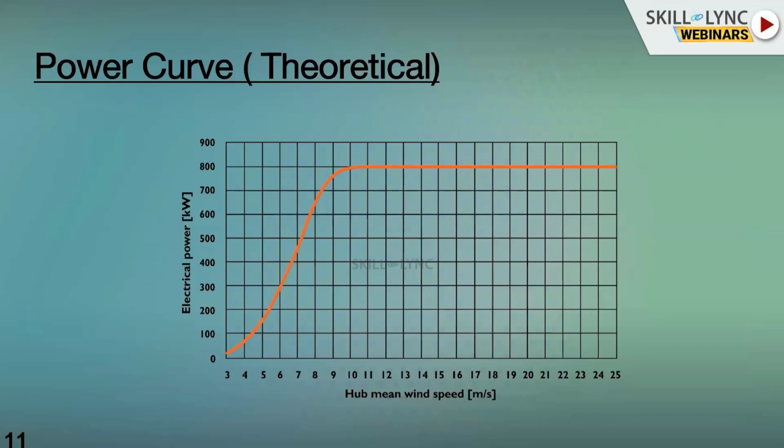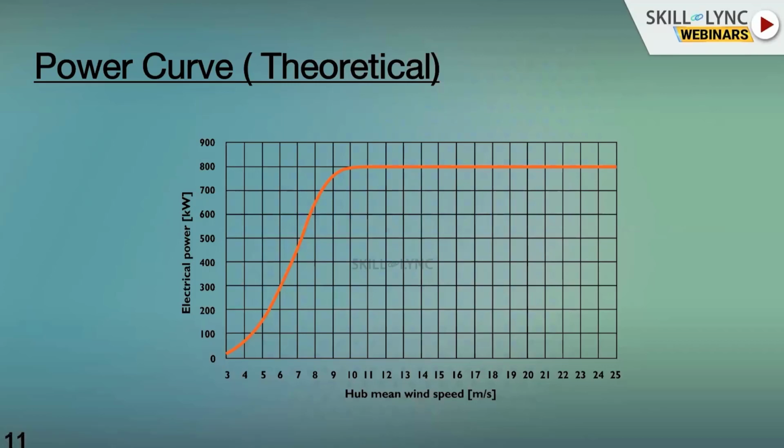The manufacturer itself will specify the theoretical power curve. With the turbine data, they will give you the theoretical power curve. This is the theoretical power curve for an 800 kilowatt turbine, and 800 kilowatt is the maximum generation. Normally 10 to 12 meters per second is enough. Not only for 800 kilowatt, even for 1 megawatt and 1.5 megawatt turbines, the maximum wind speed required is 10 to 12, maximum 14. That's all.